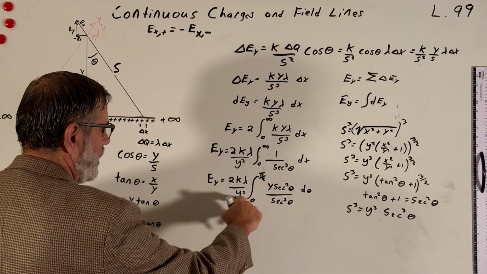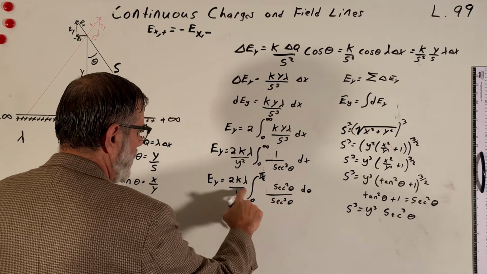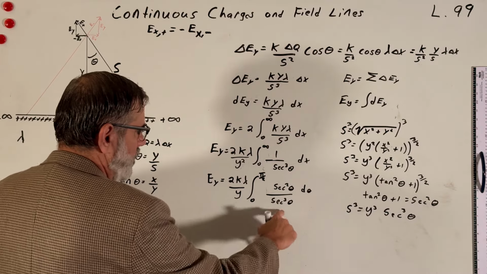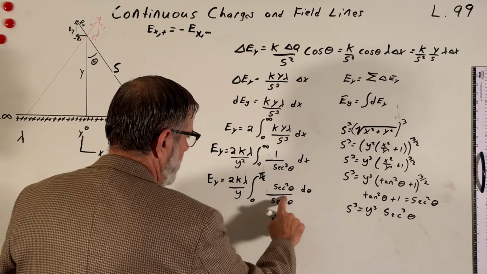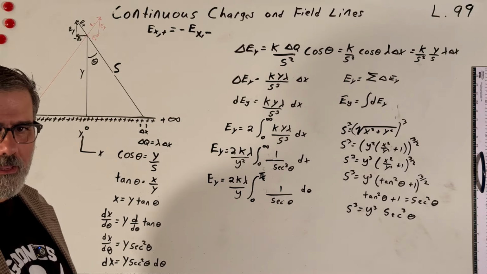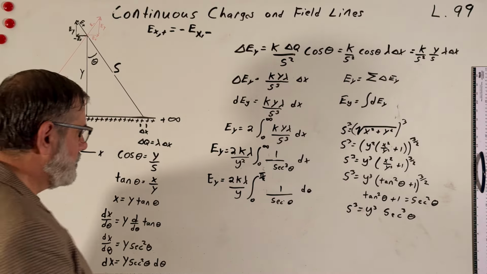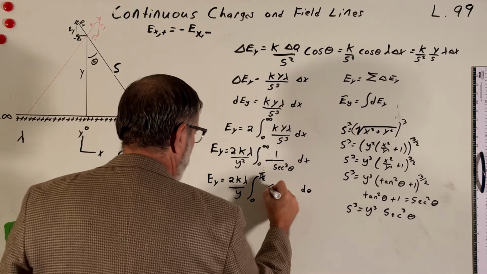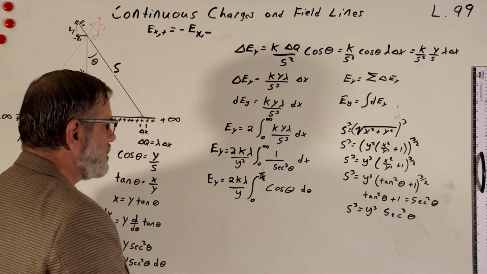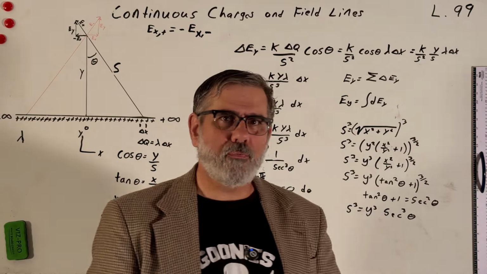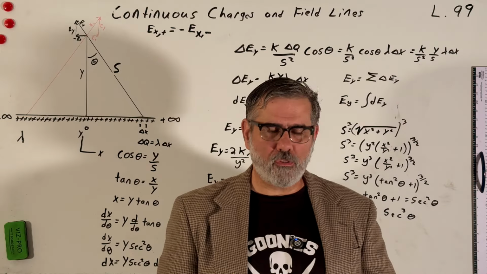I see the y here and the y squared down here. I can cancel this y out and get rid of that square. Secant squared over secant cubed, that's just 1 over the secant. And 1 over the secant of theta is just the cosine of theta. That's really nice because that's one of those integrals I can just look up. Actually, did I give you the integrals for the trig functions? I think I did, for most of them anyways.